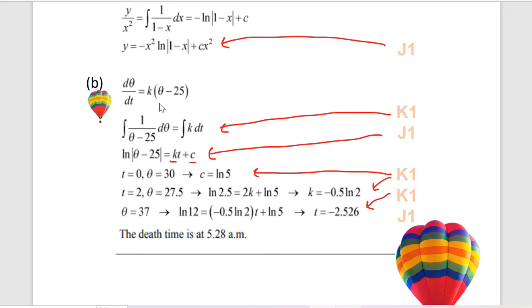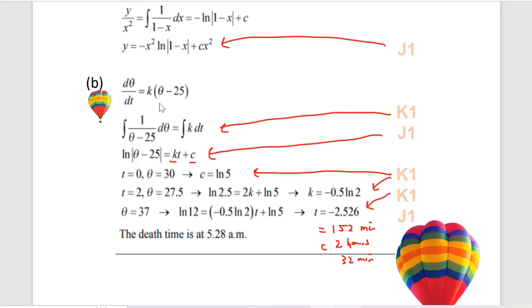Okay, T equals to negative 2.526 hour ni bersamaan dengan 152 minit. Okay, 152 minit, kita darabkan dia dengan 60 minit. Sorry, negative 2.526 hour. So bersamaan dengan 152 minutes. Okay, 152 minit ni bersamaan dengan 2 jam 32 minit. Okay, bersamaan dengan 2 hours 32 minit.